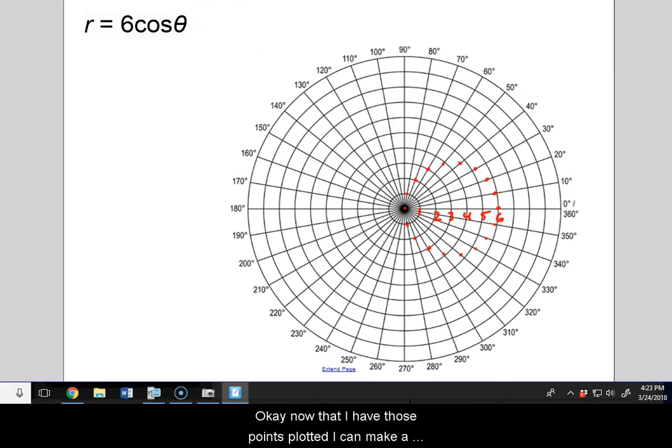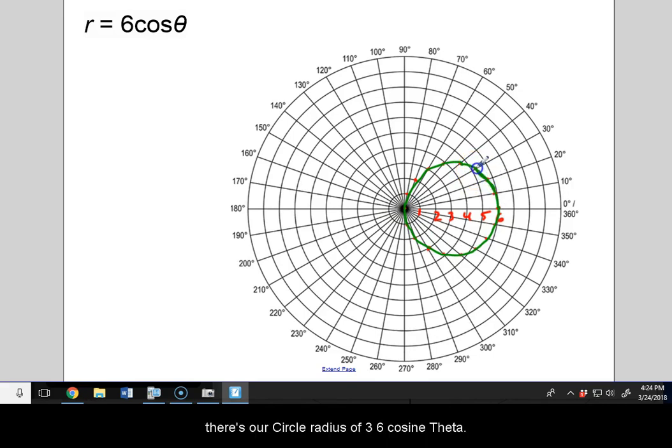Okay, now that I have those points plotted, I can make a curve. Got a little bumpy up in here, but you can see that that is the curve there. I can smooth it out. All right. So there's our circle, radius of 3, 6 cosine theta.